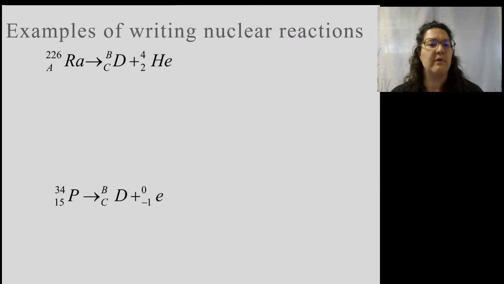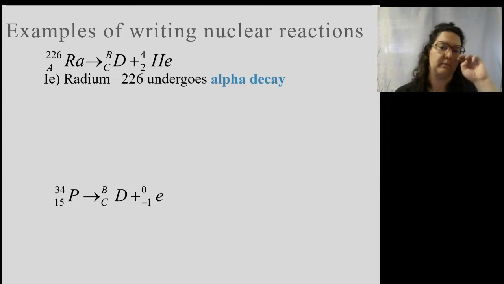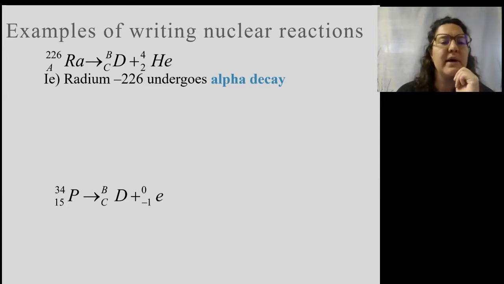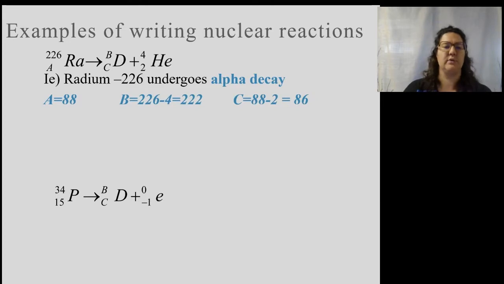Okay, so if radium-226 undergoes alpha decay, we're going to identify our atomic numbers from our data booklet. A is going to be equal to 88. C is going to be 88 minus 2, because there's going to be an atomic number of 2 and an atomic mass of 4 on our helium. So here C is going to be 86.